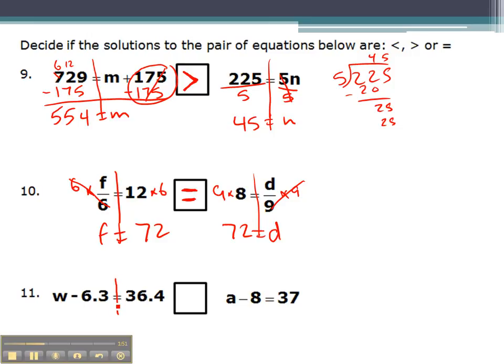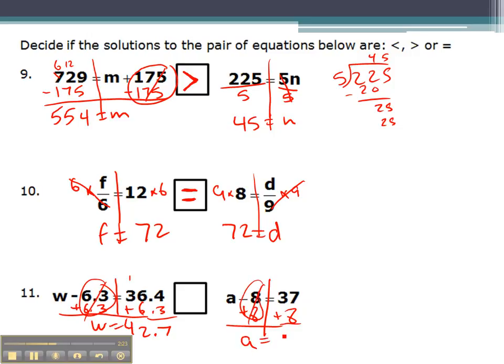On number 11, we're subtracting 6.3 from w, so let's add 6.3 to both sides. Line up your decimals. That goes away, and we just have w equals 42.7. On this other side we have a minus 8, so undo that subtraction with addition. Add 8 to both sides. So we have a equals 45. So in this case, w is less than a.